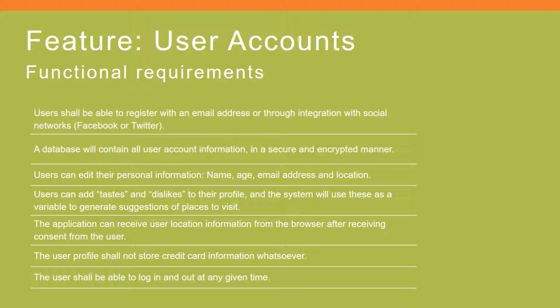Four, users can add tastes and dislikes to their profile, and the system will use this feedback as a way to generate suggestions of places to visit in the future. Five, the application can receive the user location information from the browser after receiving consent from the user. Of course, this requires that the user is visiting our application through a modern browser that supports the capabilities of sharing location information.